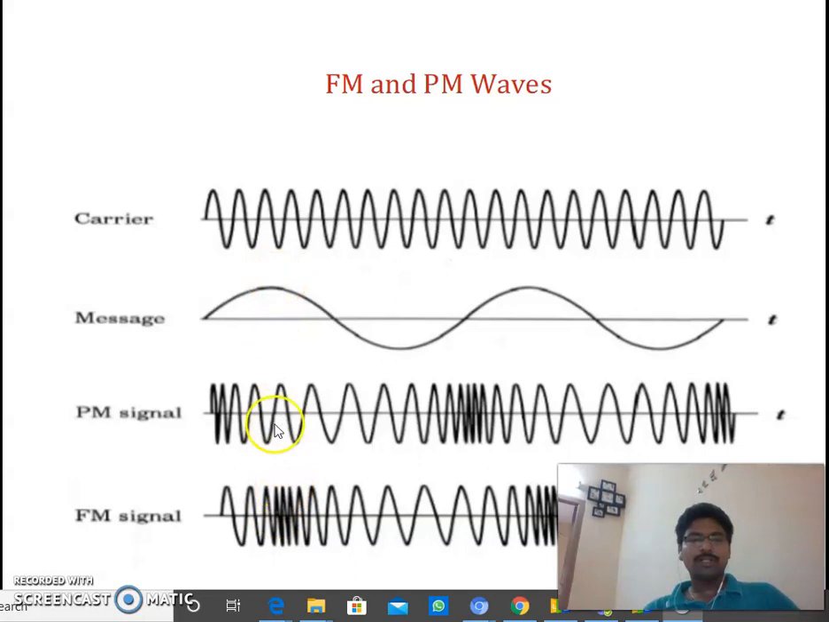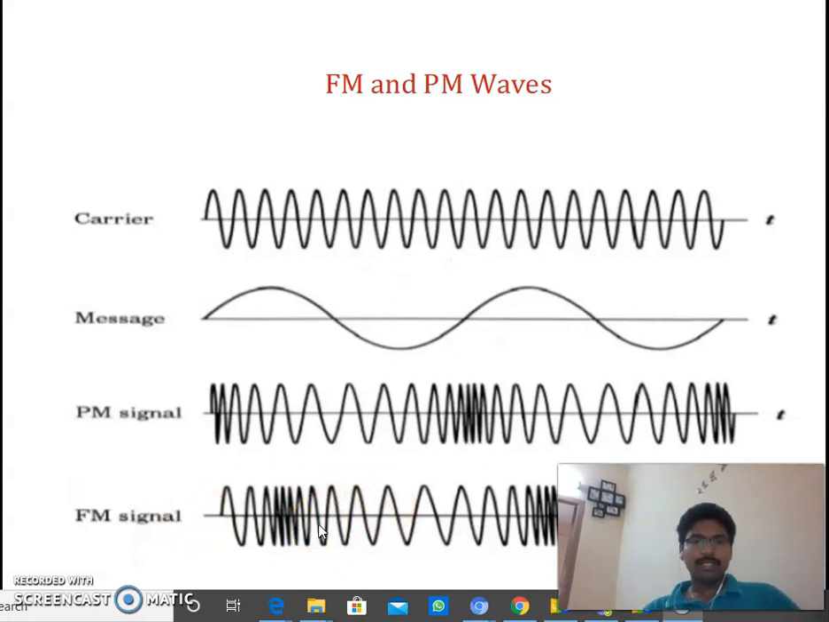Here at this point we have maximum amplitude in the message signal. That's why I have drawn maximum frequency here. Lesser time duration between these two pulses means higher frequency. Similarly here, as the message signal amplitude is decreasing, and here it is the minimum amplitude in the message signal, we have drawn lesser frequency. Lesser frequency means time duration is large. As the amplitude is varying, we are changing the frequency of the carrier wave. This signal is nothing but the FM signal.